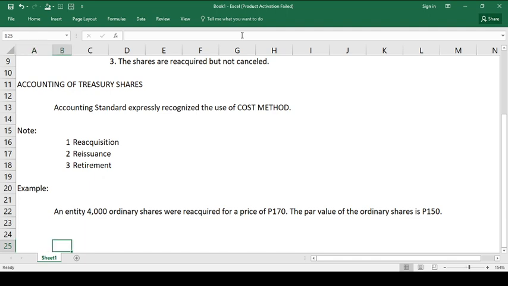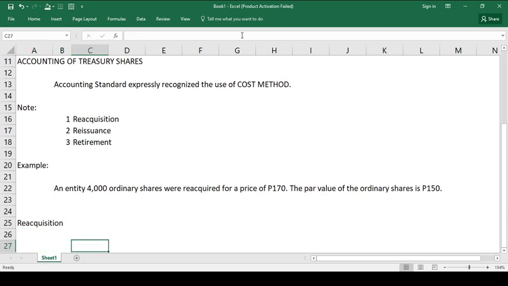Okay? So how are we going to record the reacquisition of that issued shares? Well, under the cost method, the cost of treasury share must be at its cost. Again, the value of the treasury shares or issued shares that were reacquired shall be at its cost. Okay, so paano po natin gagawin yan? Okay, we initially, because we reacquired that, there is value received here, we debit treasury shares at its cost.